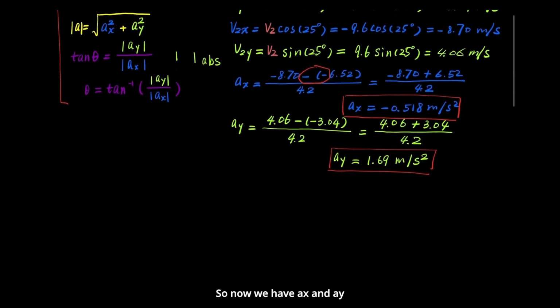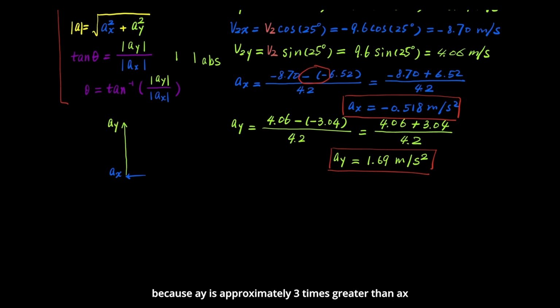So now we have AX and AY, we need to put them back together. Think of it like this. We disassembled the vector earlier to make the math easier, but now we are reassembling it. So here's our triangle. AX is negative 0.518. It's a negative value, so it's facing west. And AY is the vertical leg. It's 1.69 meters per second squared. Because AY is approximately 3 times greater than AX, I draw this leg about 3 times longer than AX. And it's a positive number, so it's pointing towards positive y, right?